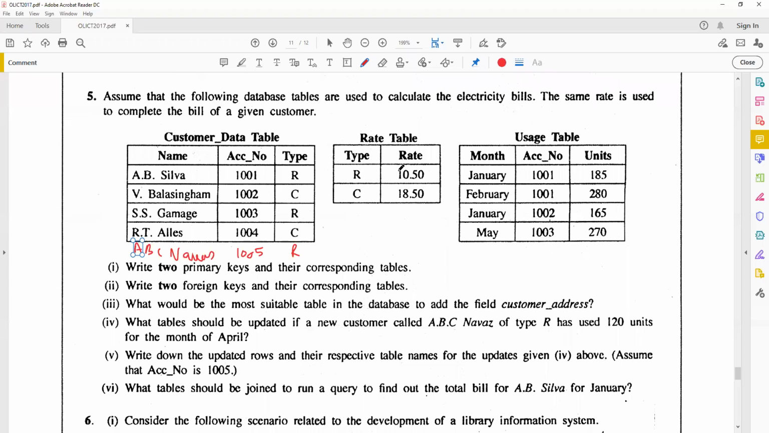No change for a table, but in usage we have to put. So the month given is April. So month will be April. And account number, we know that it's 1005. The number of units consumption is given as 120. So this will be 120.